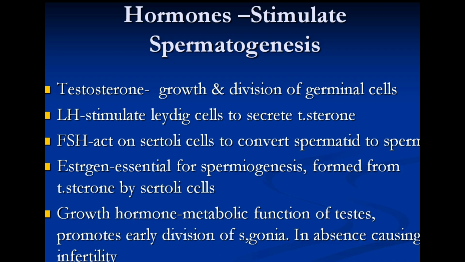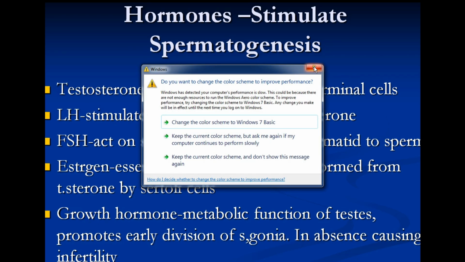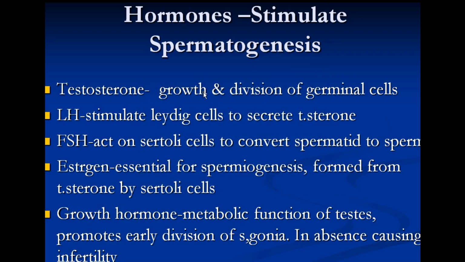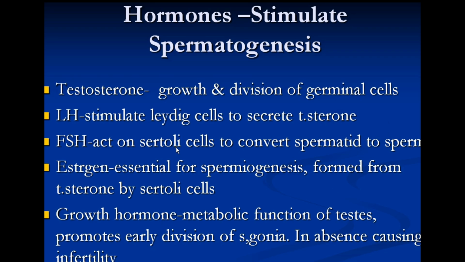For normal spermatogenesis, certain hormones are required. Number one is testosterone, which is essential for the growth and division of the germinal cells. Luteinizing hormone is required indirectly because it acts upon the Leydig cells to secrete testosterone. The third hormone is follicle stimulating hormone. It acts upon the Sertoli cells, and it is the main hormone required for the conversion of the spermatid into the mature sperm.